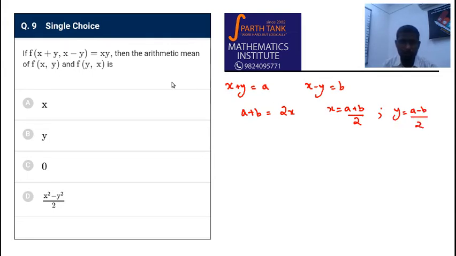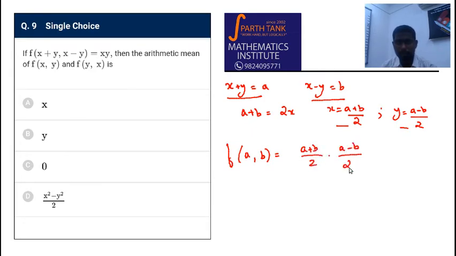Okay, so let us substitute x plus y is a, x minus y is b, x is a plus b by 2 and y is a minus b by 2 in this equation. So I would get f of (a, b) is equal to a plus b by 2 into a minus b by 2. This is a squared minus b squared by 4. So you can say f of (x, y) is, replace a and b by x and y normally, x squared minus y squared upon 4.